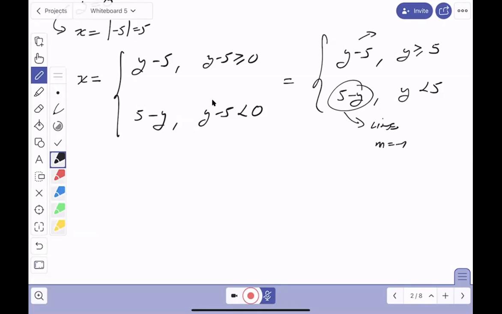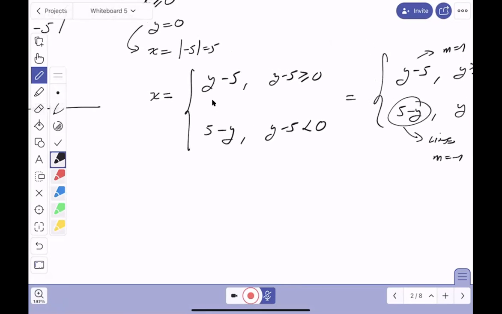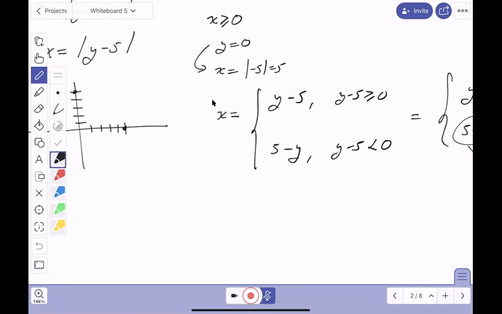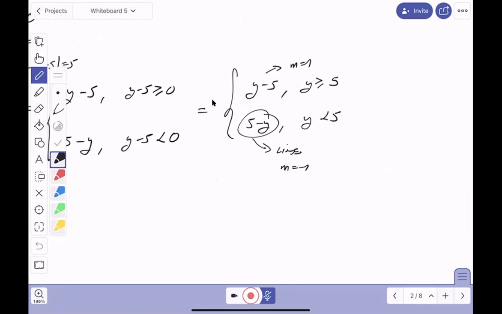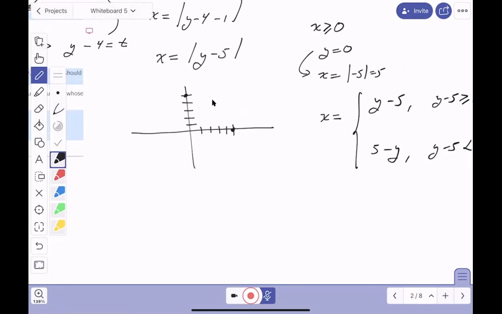And this is a line. What is it? A line where the slope is 1. So I know they're lines. Let's go back over here. And what do I know? If you're above y equals 5, I want to point out what I mean by that. If I'm above y equals 5, I'm over here, I'm above it. What is it? It's an equation of a line, y minus 5, slope of 1. So I'll put that in.